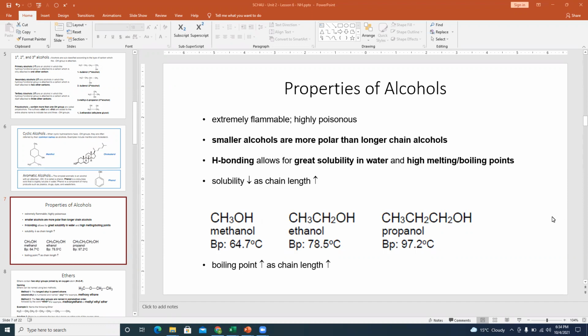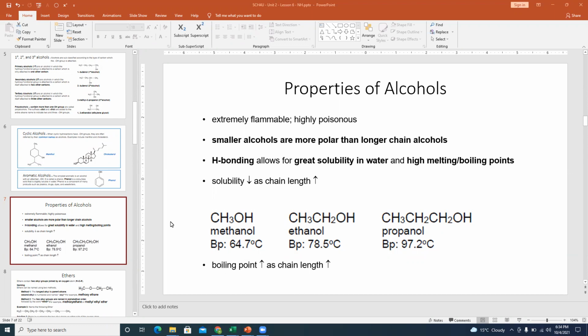As the chain length increases, as you can see in these three examples here at the bottom, solubility goes down. And also boiling point goes up as the chain length goes up. As you can see here, this methanol compared to an ethanol, compared to a propanol, methanol has the lowest boiling point, and the boiling point increases as the chain length increases.